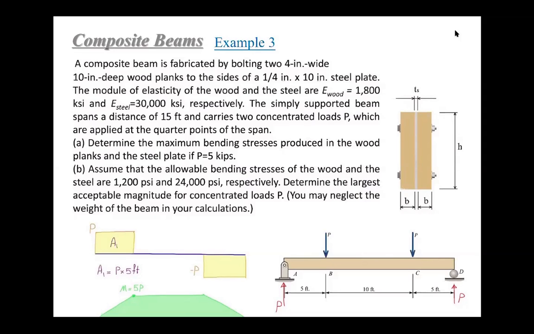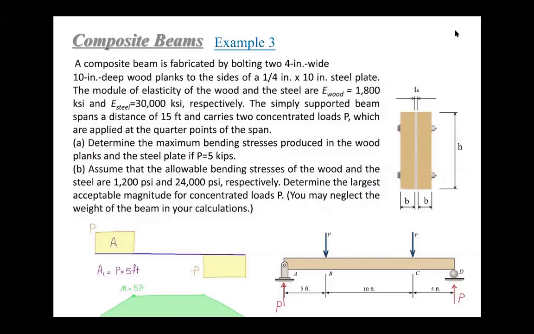The modulus of elasticity of wood is 1,800, that of steel is 30,000 ksi. And this simply supported beam spans a distance of 15 feet and carries two concentrated loads, which are applied at the quarter points of the span. Then step A, determine the maximum stress produced in the wood plank and steel if the P is given.